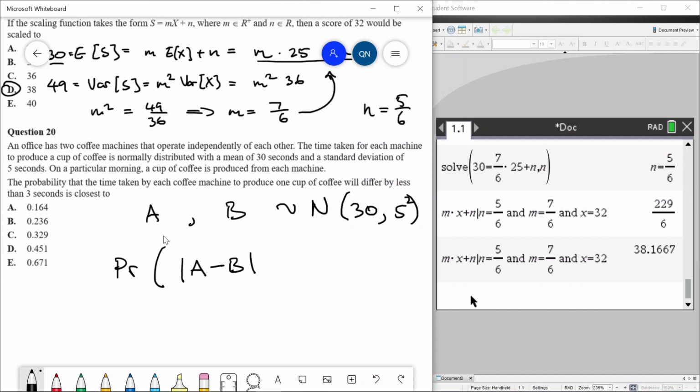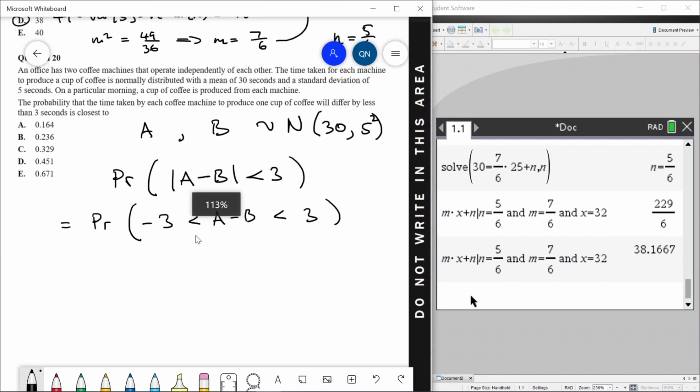So the absolute value of A minus B is less than 3. So this is equal to the probability. Now we can write this as minus 3 is less than A minus B is less than 3. This is some new random variable now, so let's call it C. C is going to be normally distributed. The mean of A minus B is just the mean of A minus the mean of B. They both have the same mean, so it's going to be 0.